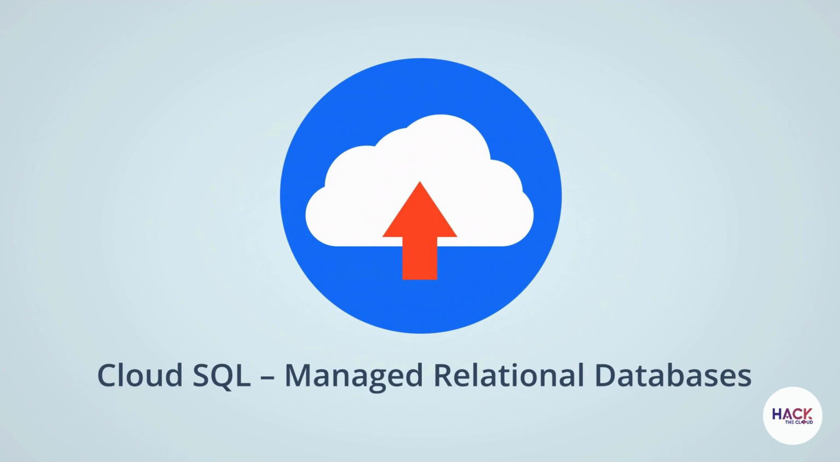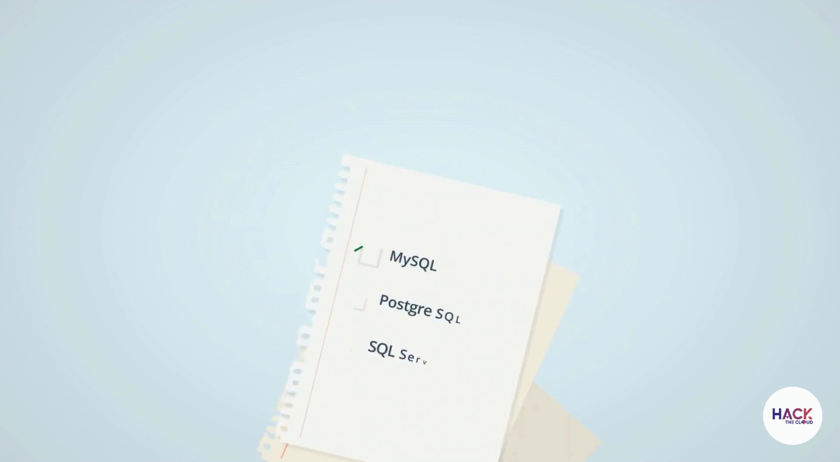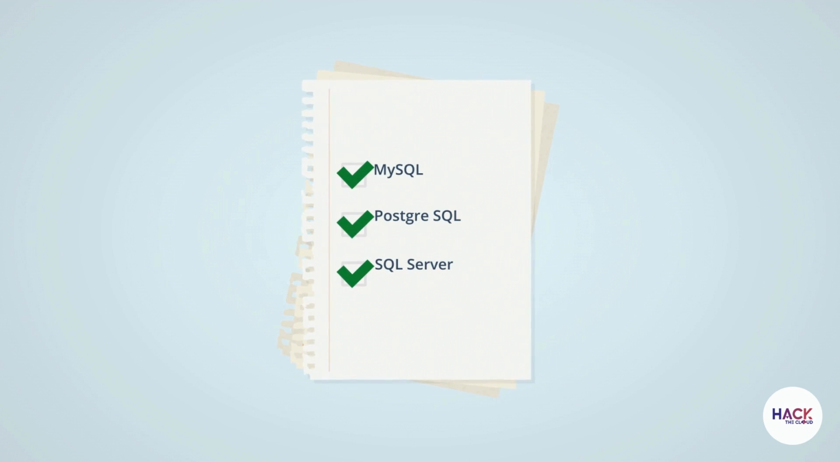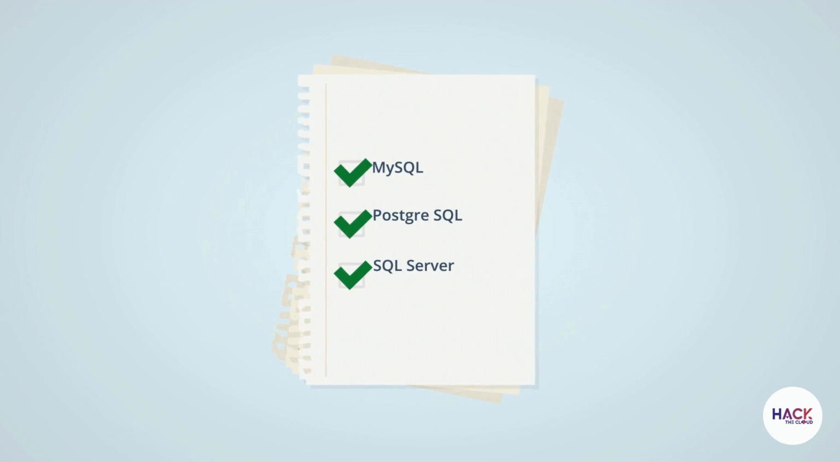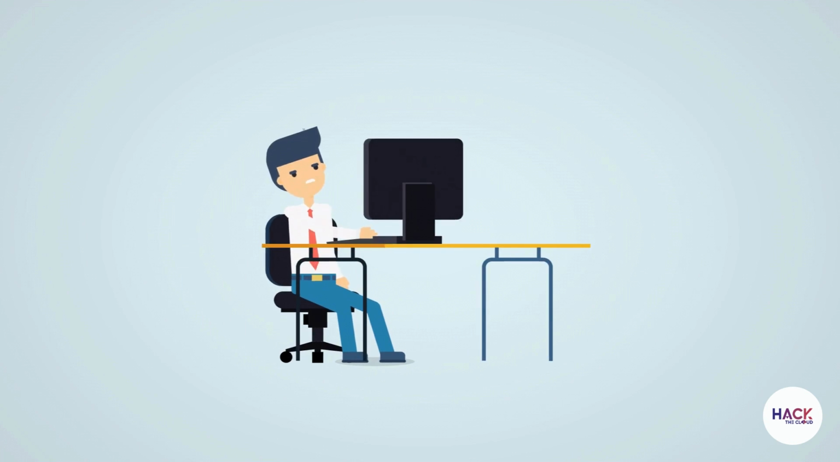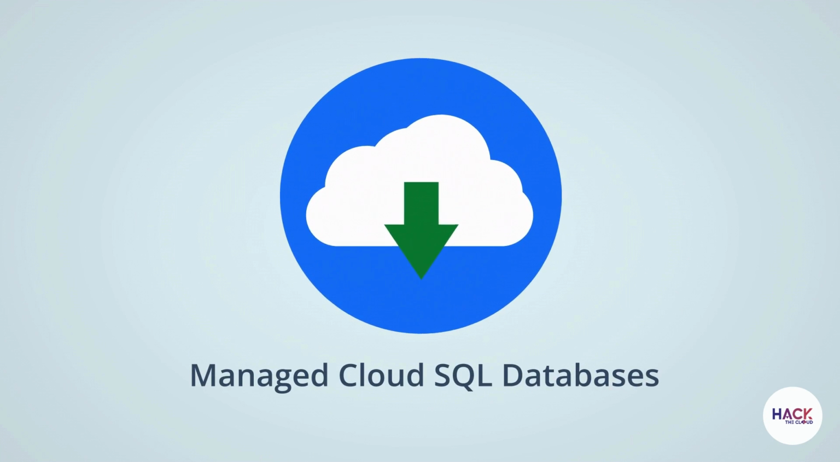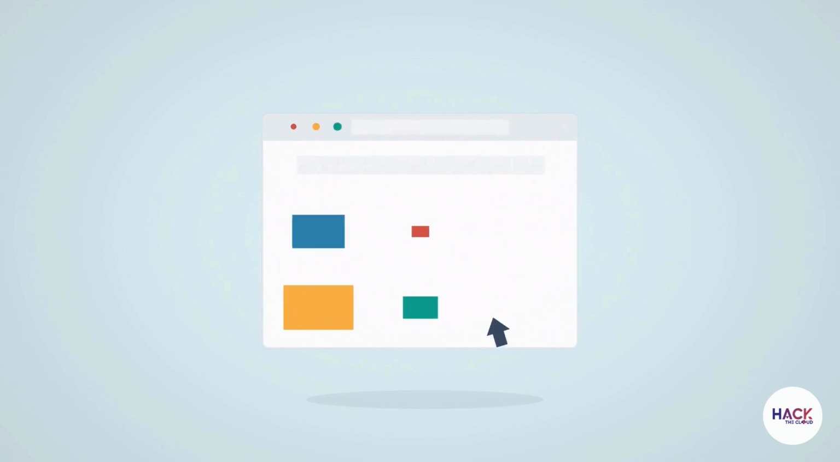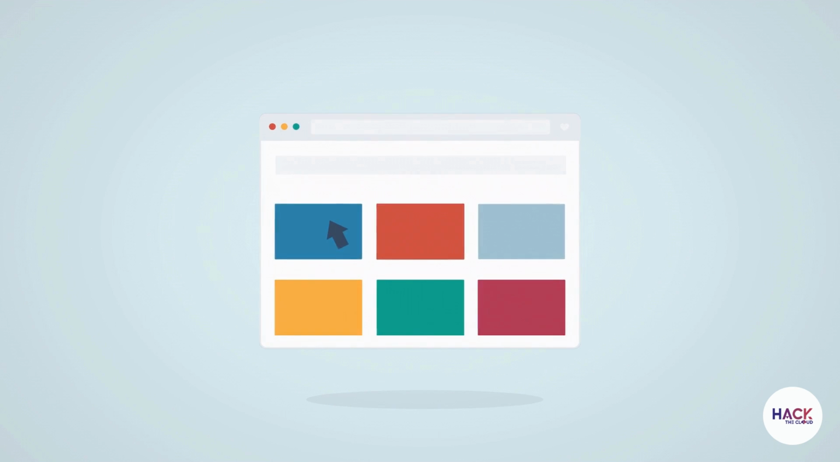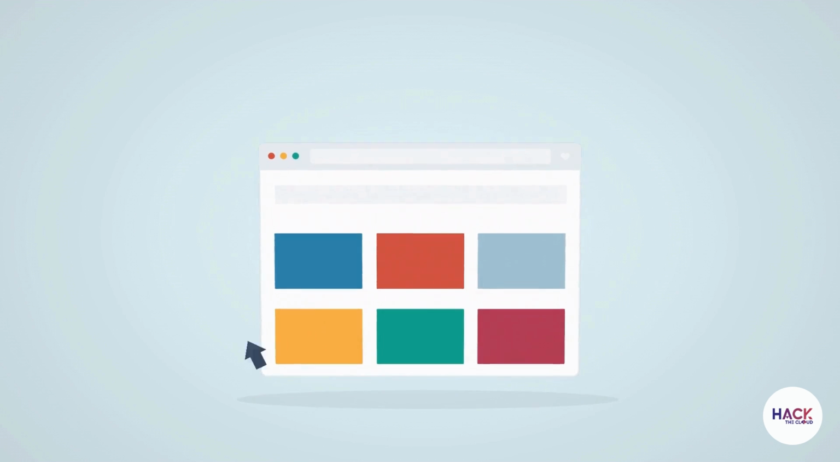Cloud SQL, managed relational databases. For more traditional relational databases, Cloud SQL is your answer. It supports MySQL, PostgreSQL, and SQL Server. This is your trusty database engine, except you don't have to manage any of the annoying parts like backups or patching. Use Cloud SQL when you want to run databases with minimal overhead, but still need high availability and the ability to scale. It's perfect for web apps, transactional workloads, or if you're just tired of database maintenance headaches.